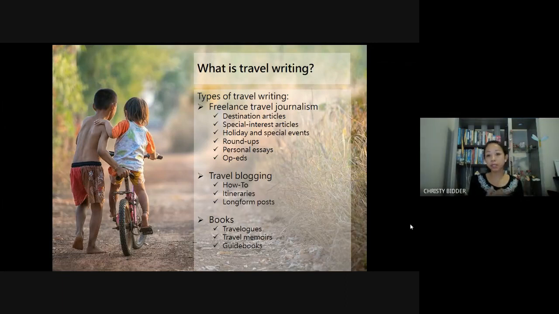Then you have special interest articles which cover only one particular aspect of a destination. For example, you can have articles like diving in Sabah, indigenous attractions in Malaysia, youth travel in Bangkok, and so on. Next, you have holiday and special events, which by the name itself, I'm sure you can imagine the content of such articles, holidays and special events.